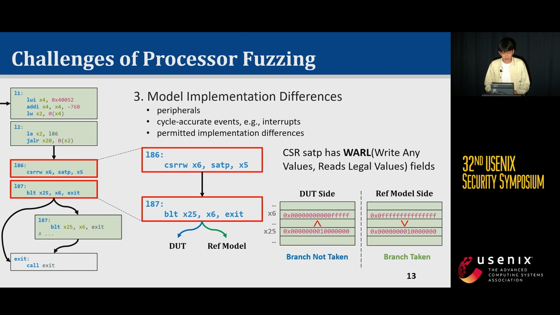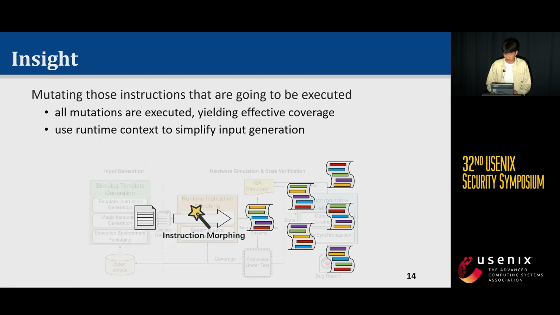For example, the property of the CSR SATP is write-any, read-legal, which means that even if the same value is written into the CSR, the value read out may differ depending on their implementations. These implementation differences will introduce false positives and prevent the fuzzing from triggering deep states.